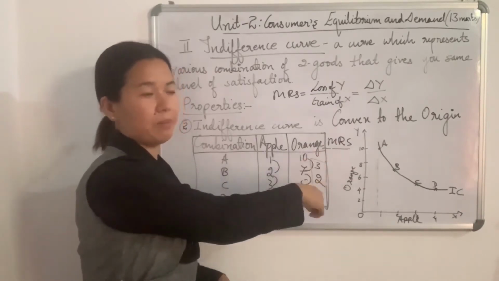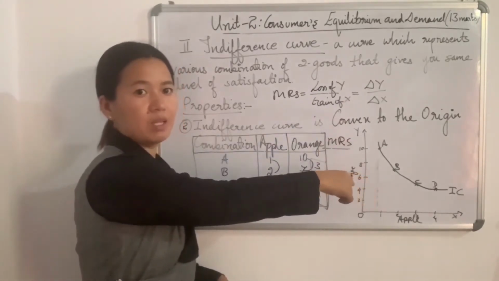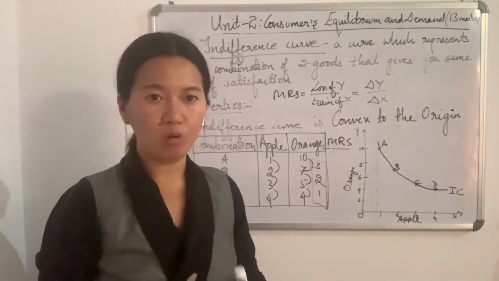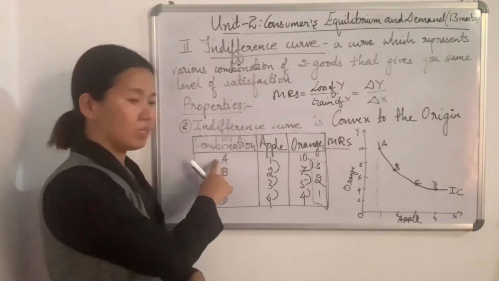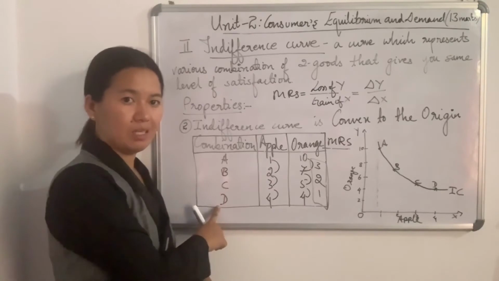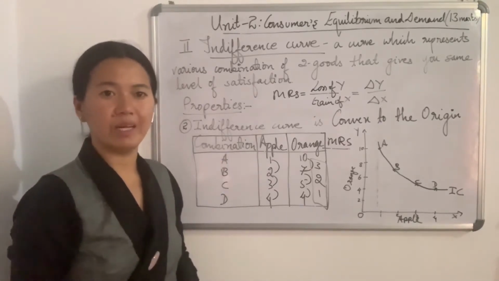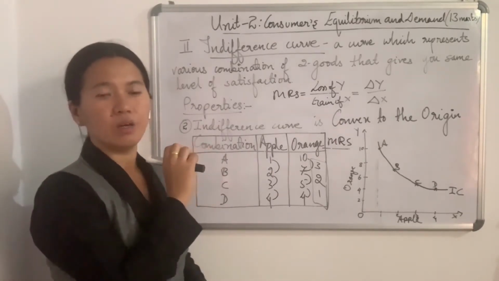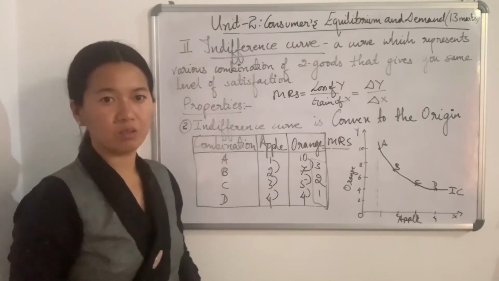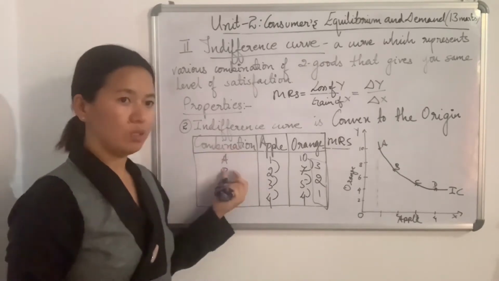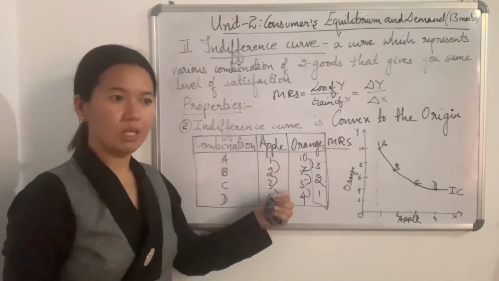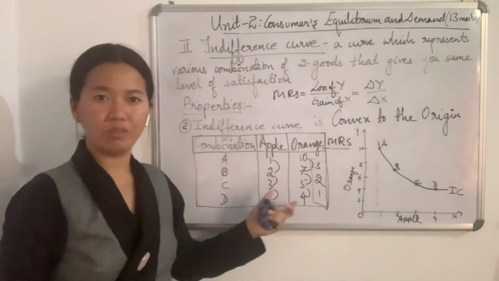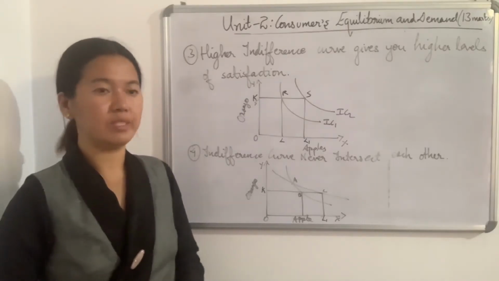Because of this diminishing MRS, my indifference curve shape is convex to the origin. This is the second property of indifference curve. And also I would like to add that the set of these combinations A, B, C, D is called the indifference set. The meaning of indifference set comes for 1 mark. So what is the indifference set? It is a set which shows various combinations of two goods that the consumer can have, which offers him the same level of satisfaction.